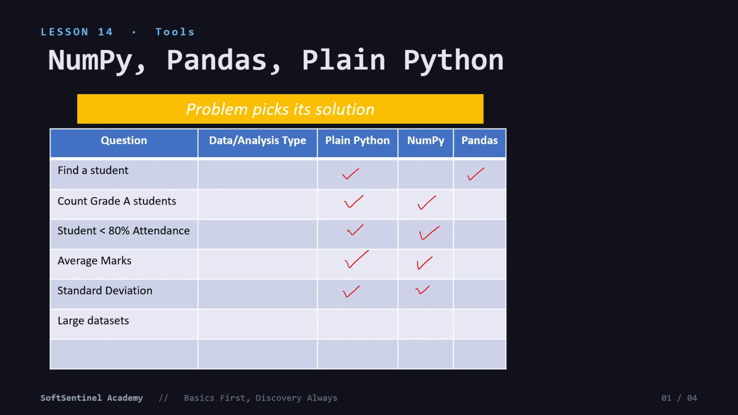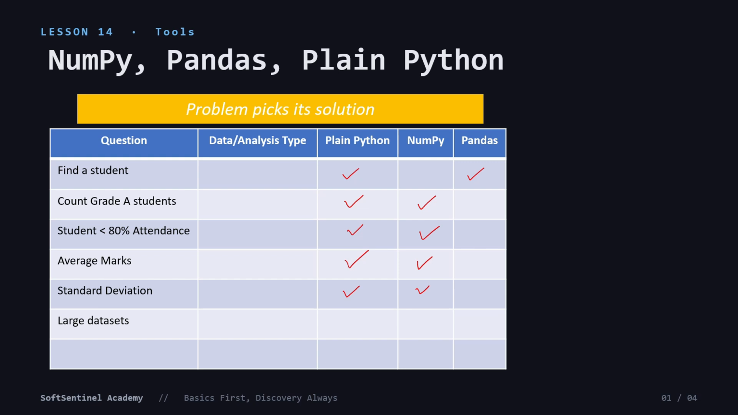Last question, somebody's saying, I have a large data set. Now, large data set is not the question, it is defining the magnitude of the data. Let's say that somebody is saying, find me a student in a large data set. It is the same first question that we answered, find a student, but what changed?